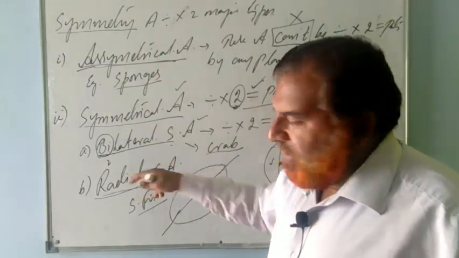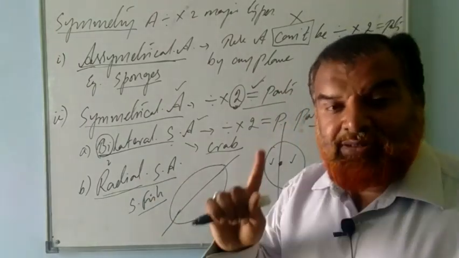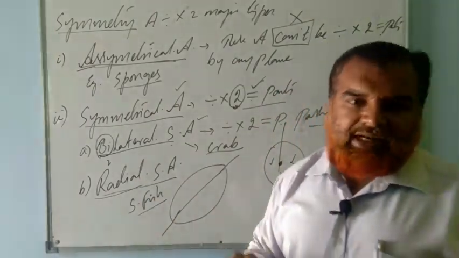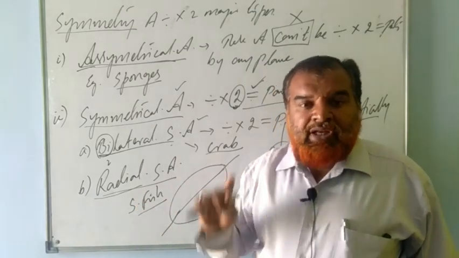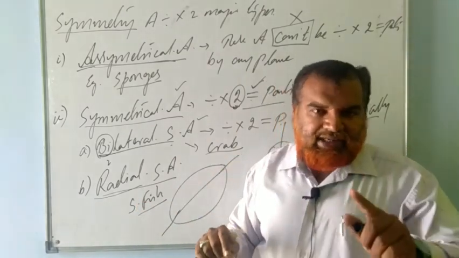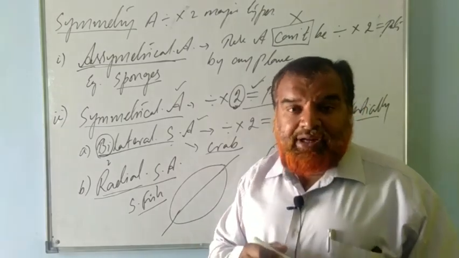One more type is there, that is known as biradial. We will discuss that. Now if I discuss that again here only, it may lead to confusion. So biradial symmetry I will discuss when we discuss the Echinodermata phylum.